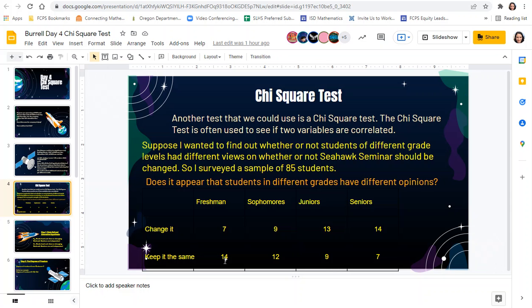Just going through the numbers real quick. Freshmen, 7 said change it, 14 said keep it the same. Sophomores, 9 said change it, 12 said keep it the same. Juniors, 13 said change it, 9 said keep it the same. And seniors, 14 said change it, and 7 said keep it the same.